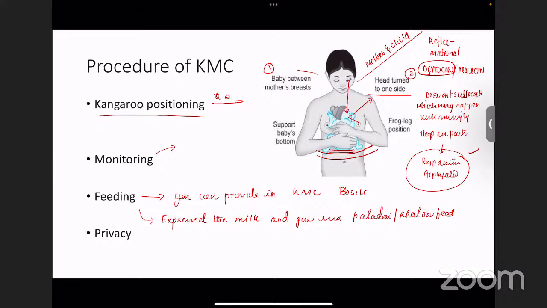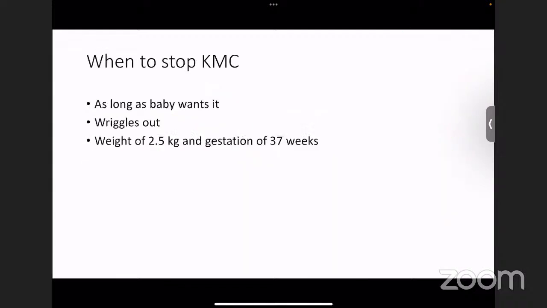And what are the things you should monitor? You should monitor the pulse, the respiratory rate, the color of the baby, and any discomfort with the baby in the KMC position. So this should be monitored in the baby. Also, you have to support privacy. If mothers seek privacy, please provide that privacy. These are the things which should be taken care of while providing kangaroo mother care.